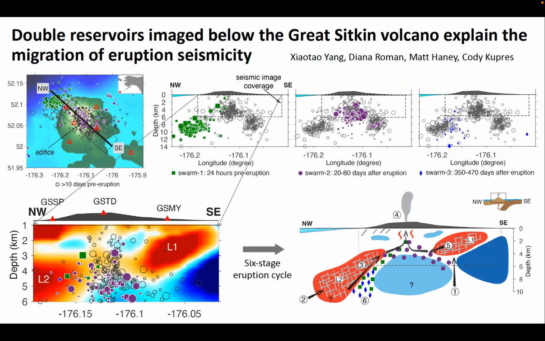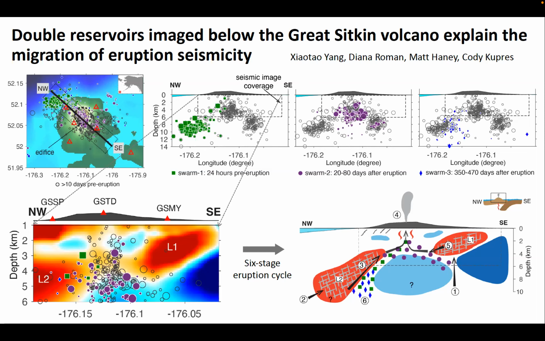I'm from Purdue University. Volcanoes have really diverse eruption behavior, some of which could be revealed by seismicity. As shown here, we see a very clear spatial and temporal migration of seismicity associated with the recent eruption at the Great Sitkin volcano. To understand how this migration of seismicity is controlled by the geometry and properties of the magma plumbing system, we imaged the velocity structure, shown on the lower left.